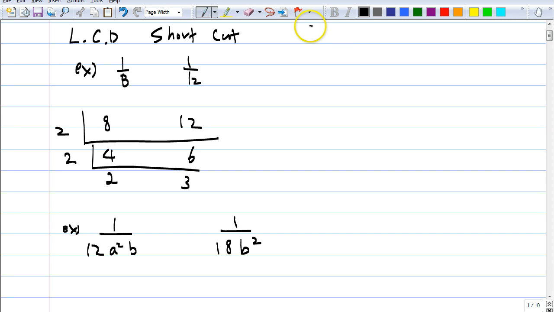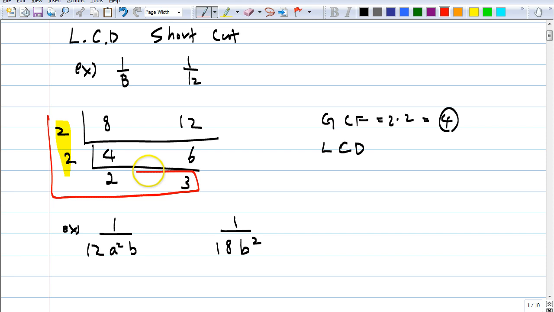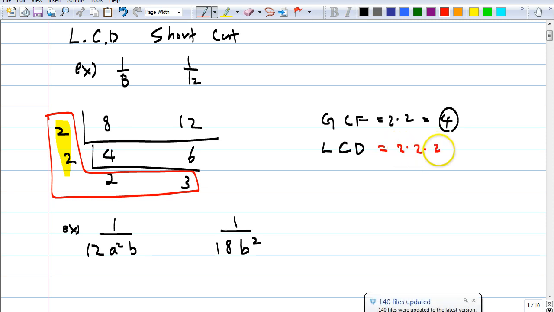Remember from last time, this was your GCF: 2 times 2, which is 4. Now, to find the LCD, what letter does LCD start with? L. So look at this L shape. If you multiply that whole L, you get the LCD. That's the shortcut. 2 times 2 times 2 times 3. That's 8 times 3, which is 24.